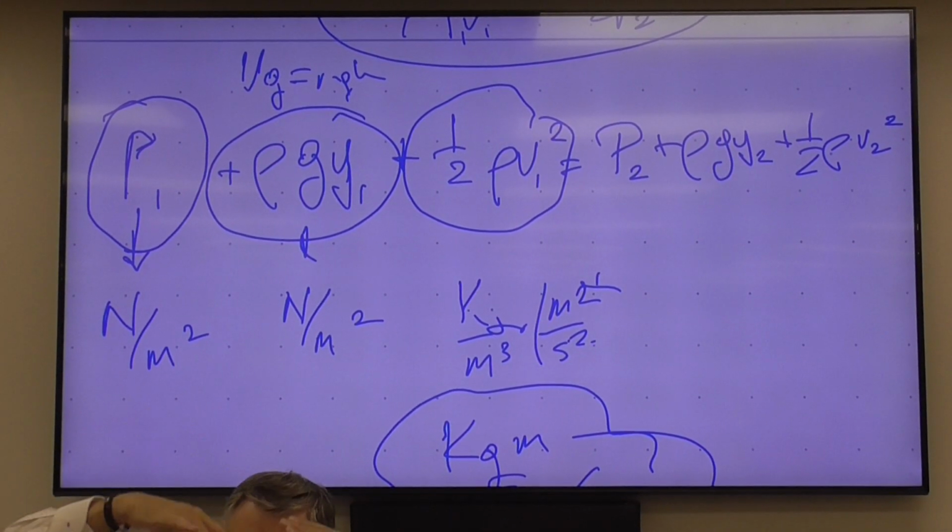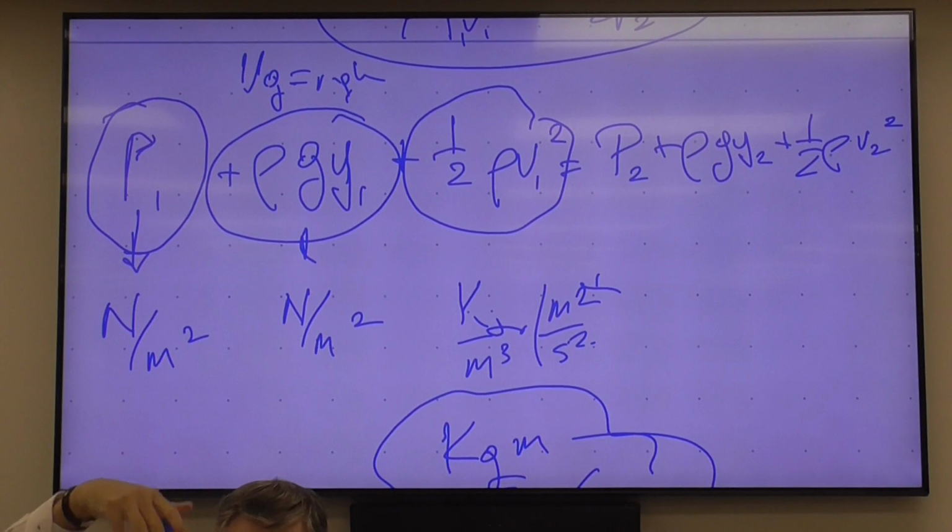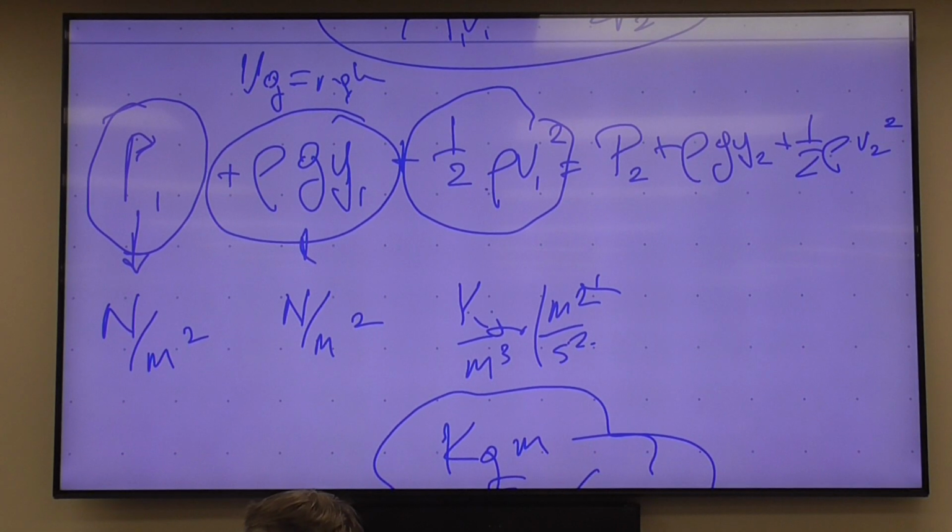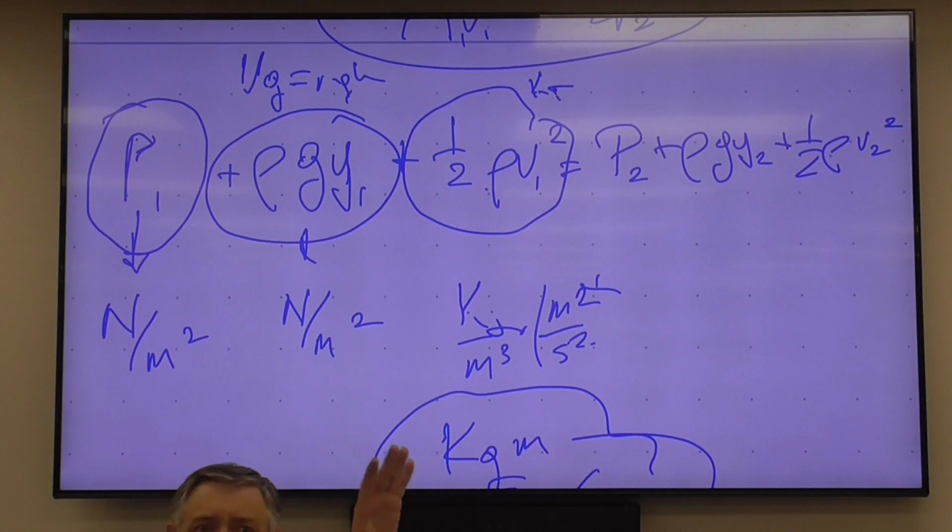Okay, so this is like how high the fluid gets pushed. And then you have 1/2 rho V squared. So this is like a kinetic energy portion of it. So basically you have a pressure, a potential energy side, and a kinetic energy side of this, okay?